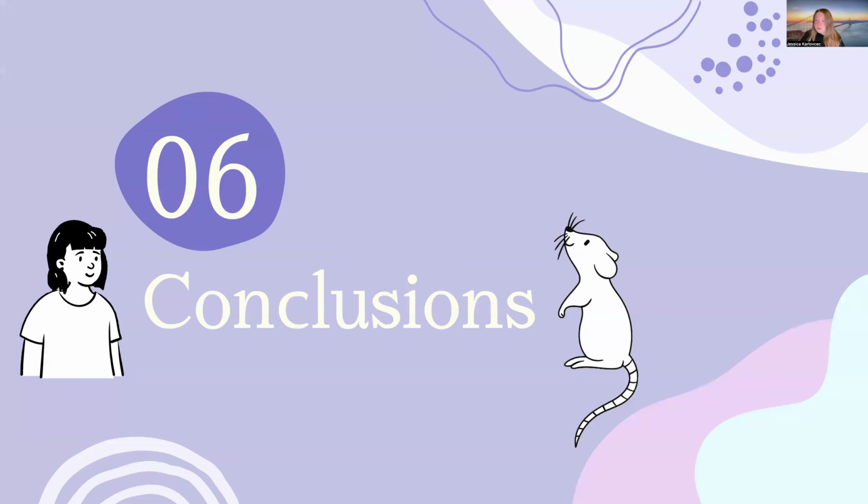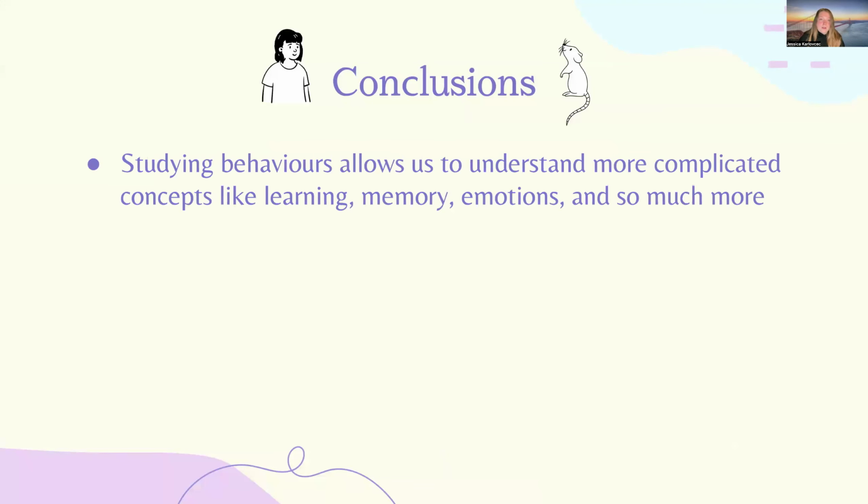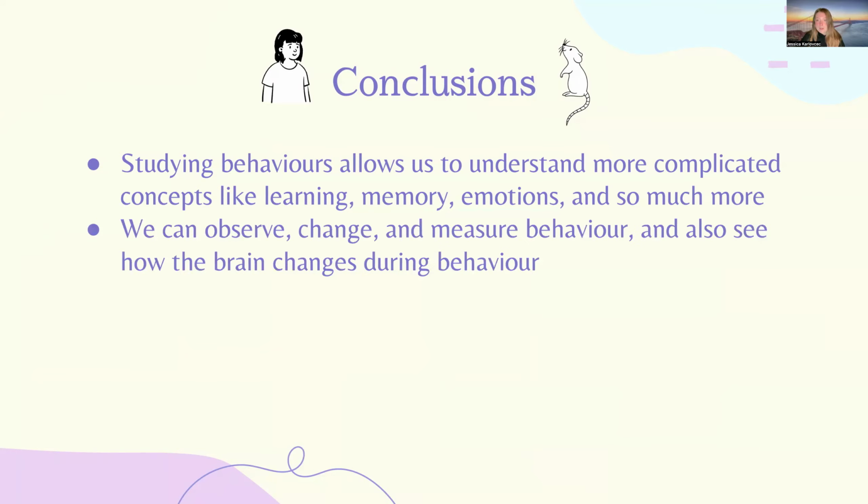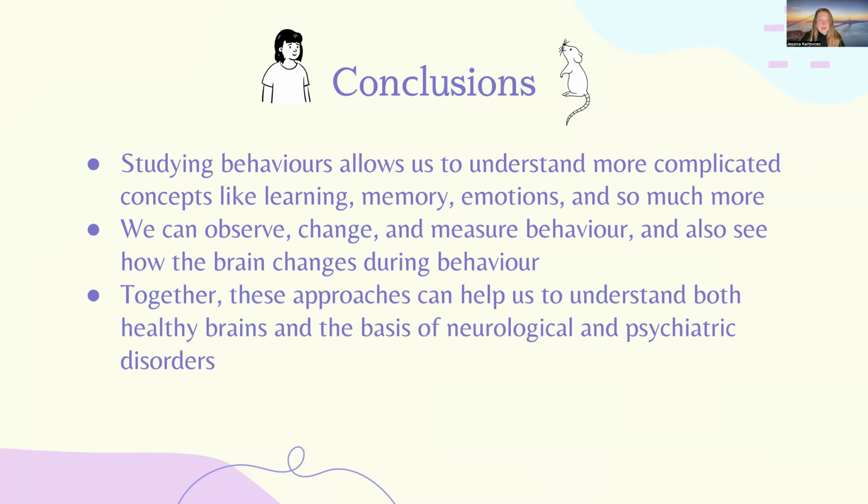And now we'll talk about some conclusions. So studying behaviors allows us to understand more complicated concepts like learning, memory, emotions, and so much more. We can observe, change, and measure behavior, and also see how the brain changes during behavior. And together, these approaches can help us to understand both healthy brains and the basis of neurological and psychiatric disorders.